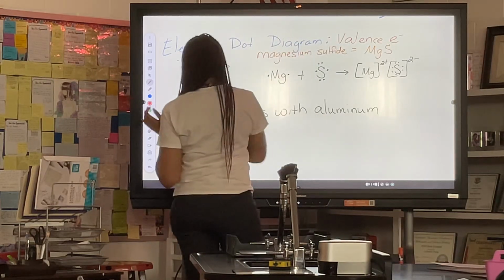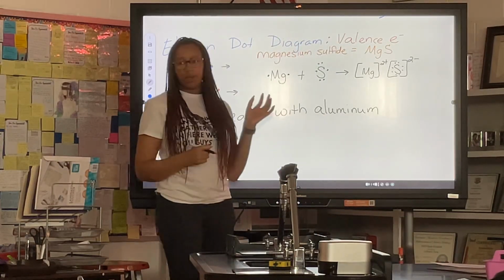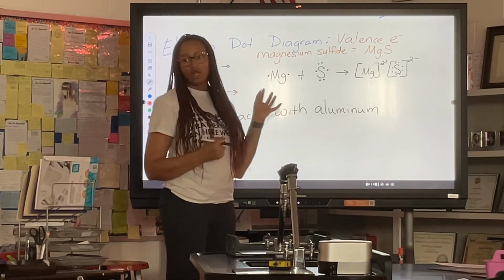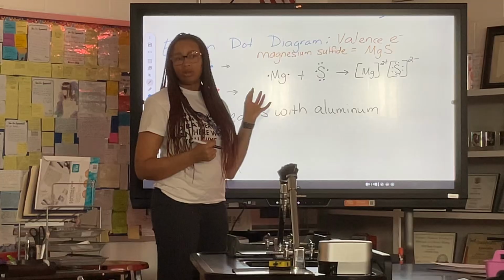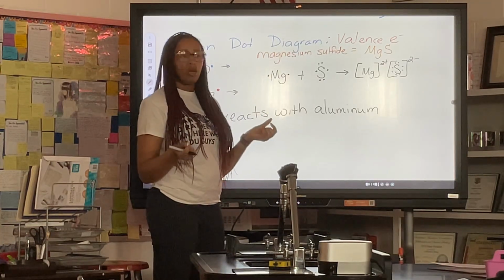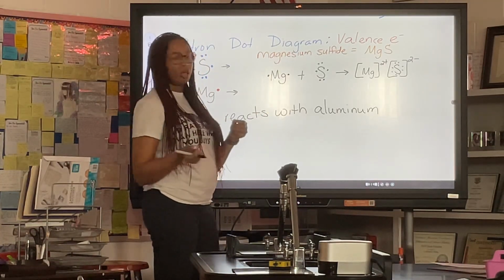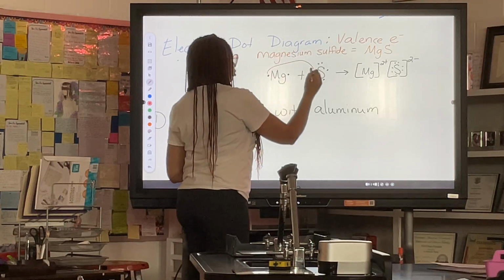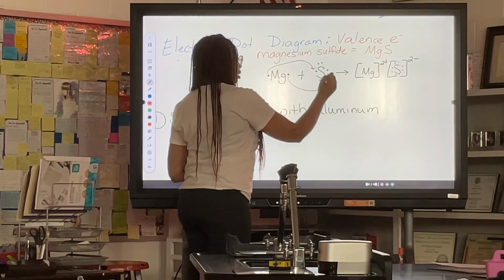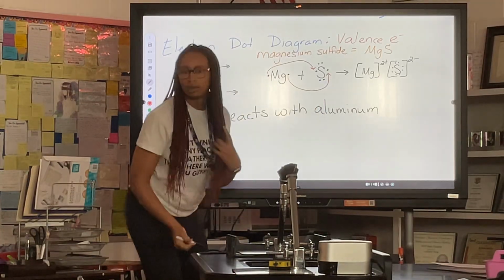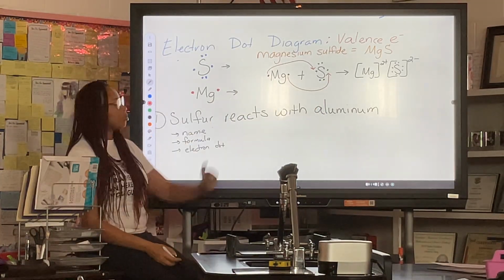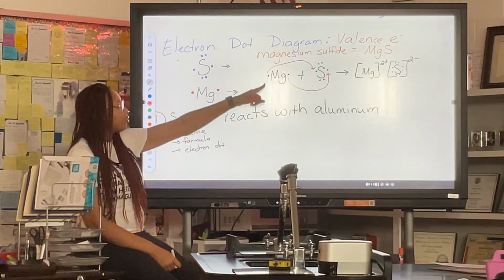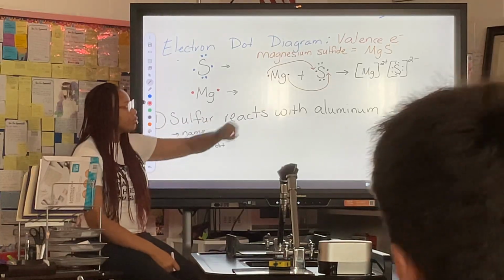I'm going to show you what happened with arrows. Are they sharing or are they transferring? From what to what? The magnesium to sulfide. So the direction of my arrow matters. I'm going to say the magnesium gave electrons to the sulfur. I'm indicating that using my arrows. So there was a transfer of valence electrons from magnesium to sulfur.